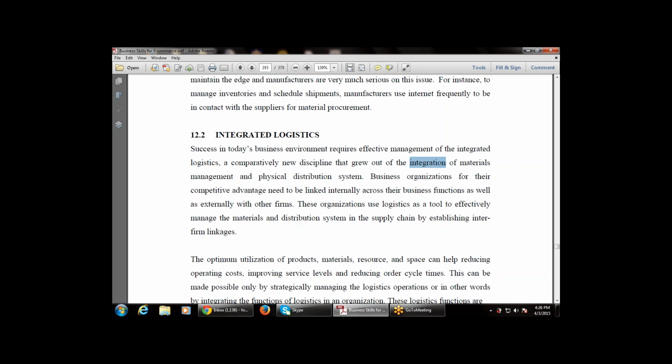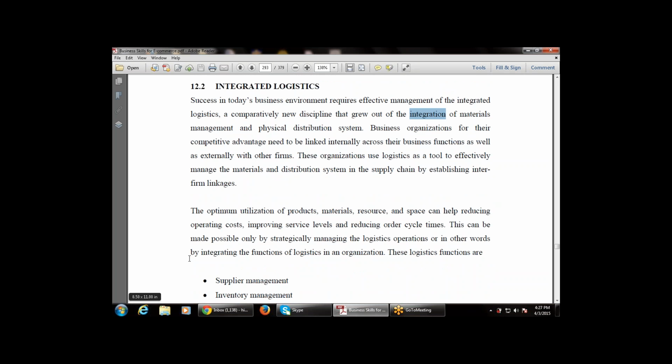That is, how to manage the material that is with the manufacturers, so that there is no lack of storage in the warehouse and the material is managed in an effective manner. And also the distribution system in the supply chain, that is, how to distribute in a proper manner. The supply chain runs from the supplier to the manufacturer, manufacturer to the retailer, retailer to the end users. So how to distribute in the proper supply chain by establishing inter-firm linkages. Inter-firm linkages means there is an interconnection among various firms, so that the data will not be lost in case of transferring from one part to another.